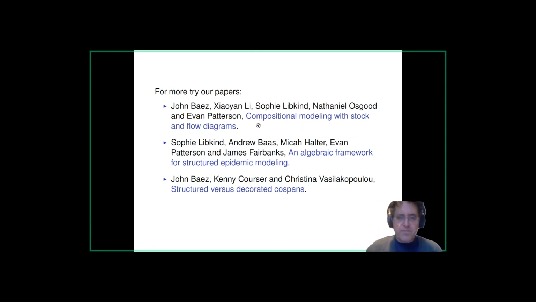So this first paper here, Compositional Modeling with Stock and Flow Diagrams, describes the particular application that I was mainly talking about today, the epidemiology modeling using stock and flow diagrams. But there's an earlier paper by a closely related but different team of authors called An Algebraic Framework for Structured Epidemic Modeling, and they were using open Petri nets with rates to do epidemic modeling.